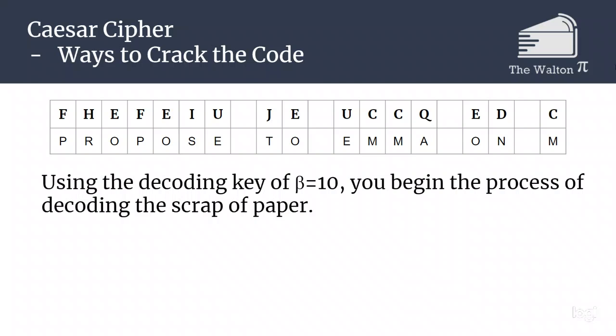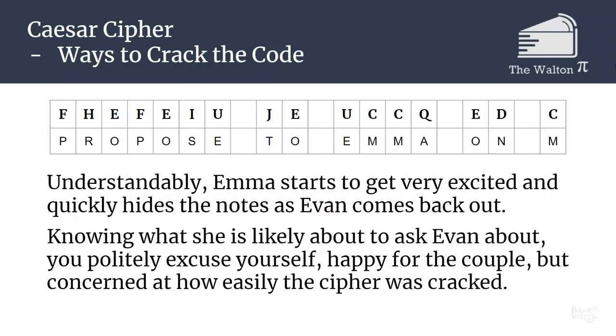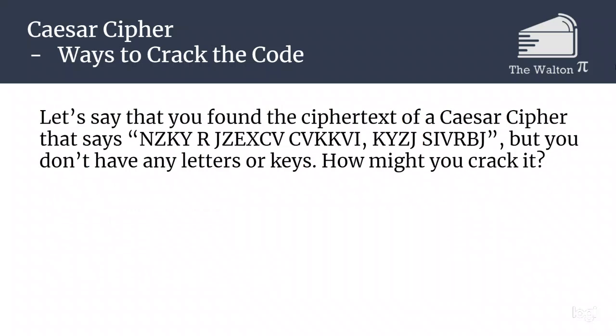Understandably, Emma starts to get pretty excited when she sees that the first 4 words in this message were proposed to Emma on, and then it just says M. So is this Monday? Is this May? Is this March? She has no idea, but she's getting pretty excited. So, knowing that she's about to ask Evan some questions that might be a bit awkward and you don't really want to be there for it, you politely excuse yourself, happy for them, but you're a little concerned at how easy it was to crack that code.